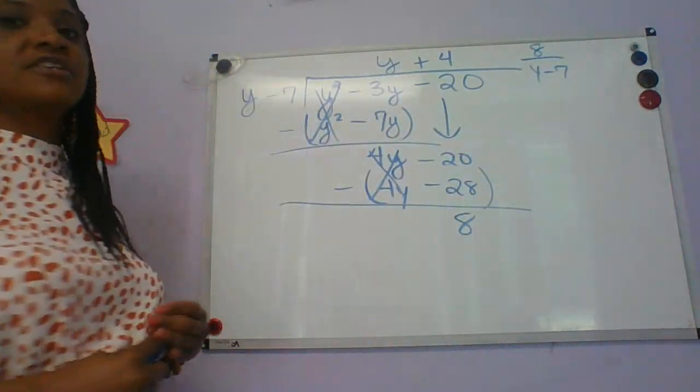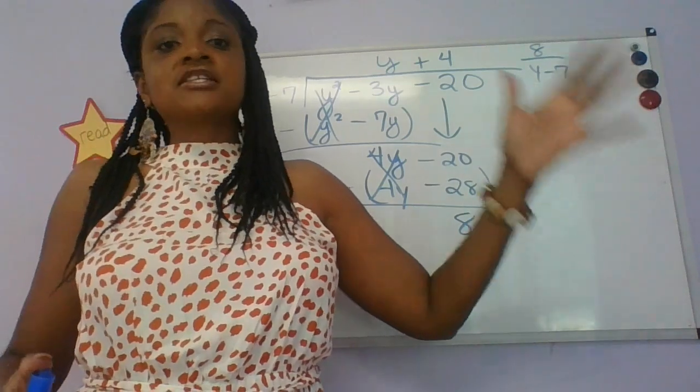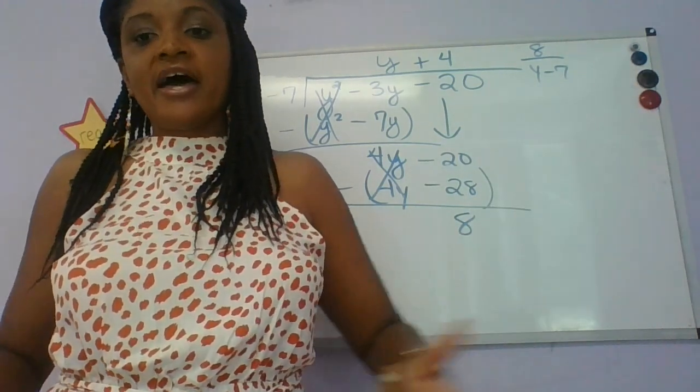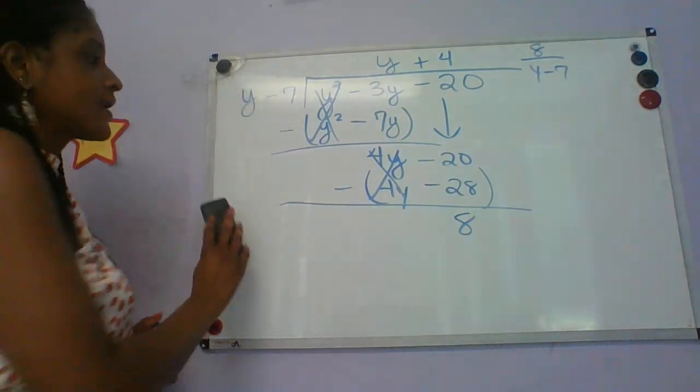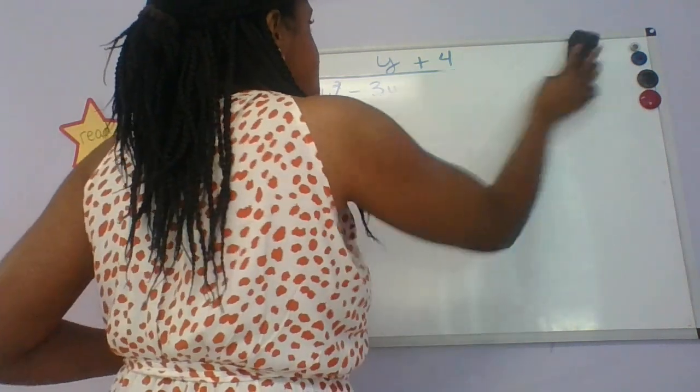So if you were just asked to do long division, that would be your answer. If they were asking you is 7 a factor, it is not because we have a remainder of 8. All right, let's try another one.